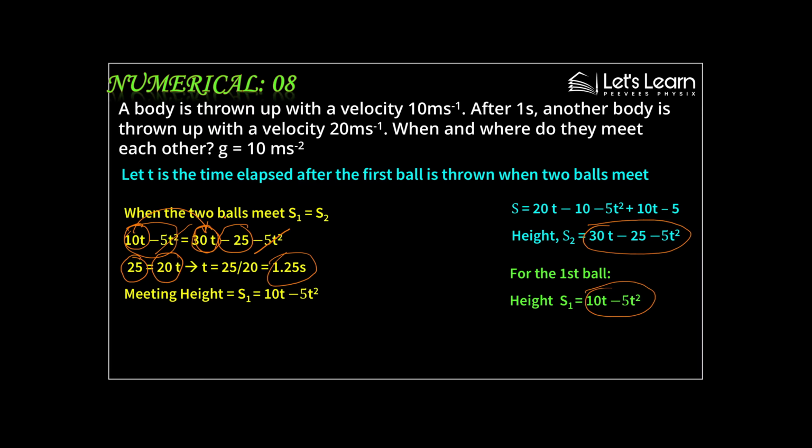Where do they meet? We have to find the height. Choose one of the distances. So I go for the first distance, 10t minus 5t square, plugging the value of t. 10 times 1.25 minus 5 times 1.25, the whole square gives you 4.69 meters. So the two balls meet after a time 1.25 seconds later at a height of 4.69 meter.